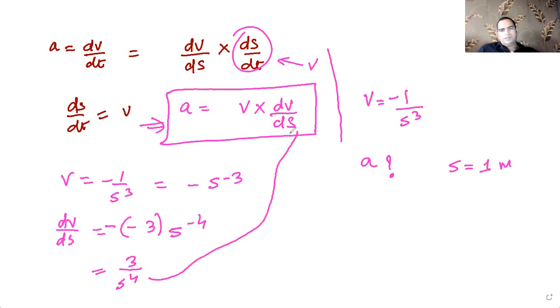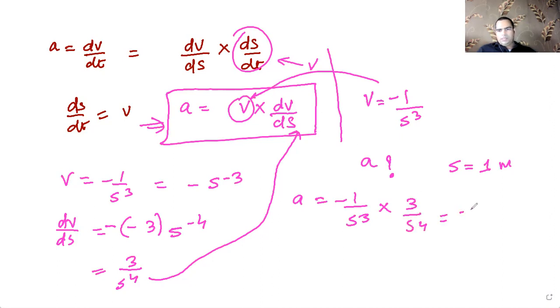Now you're going to plug this in here. So the acceleration function will be, the velocity function is negative 1 over s cube times, so this v I replace with here, and dv by ds is 3 over s to the power 4. So it is negative 3 over s to the power 7. That's basically the acceleration function in terms of displacement for this given problem.